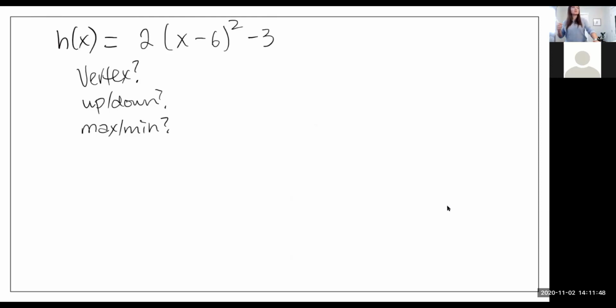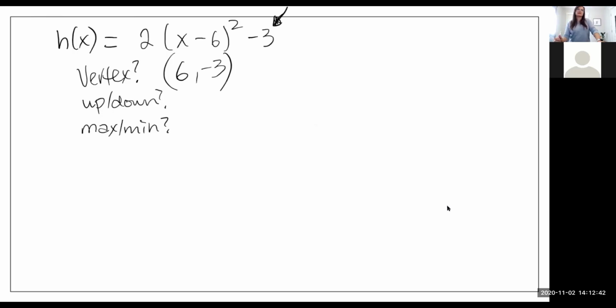So what's the vertex of this? (6, -3). Remember, the x part is always opposite, but the y part is not opposite. Not like in circles, where they're both opposite. In parabolas, the negative is still there. Good. Okay, and then is it upwards facing or downwards facing?